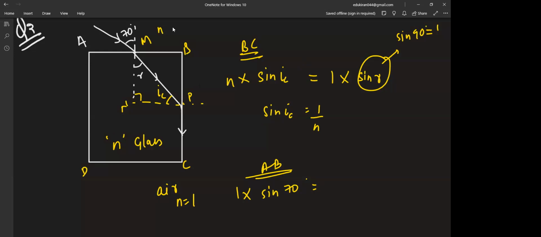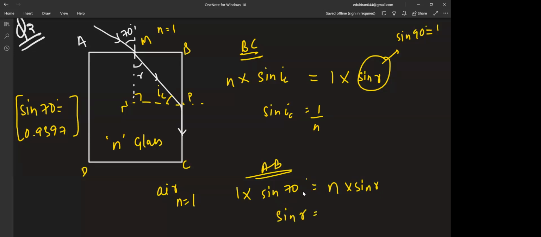The refractive index of the medium here is 1. So 1 into sine 70. And here the refractive index is N. So N into sine R. Fine. Okay, one more thing. In the question, the value of sine 70 degrees was given: 0.9397. This was mentioned in the question. I forgot to write this. Now see class, from here sine R will be sine 70, that is 0.9397, divided by N.